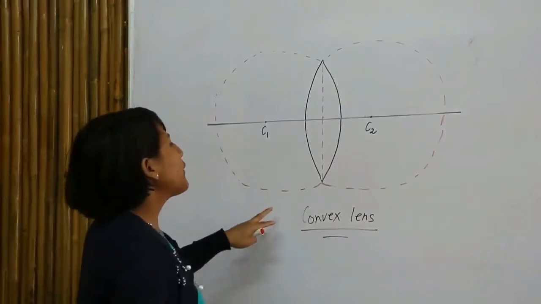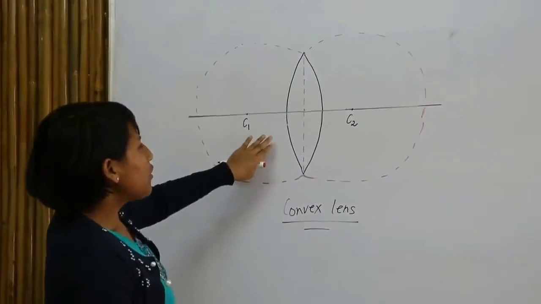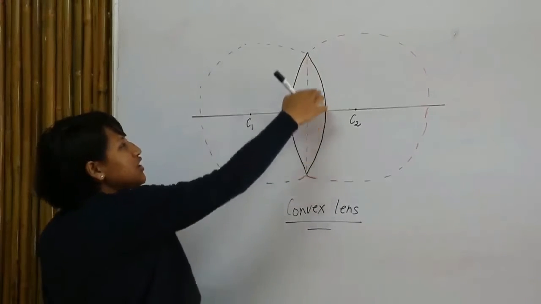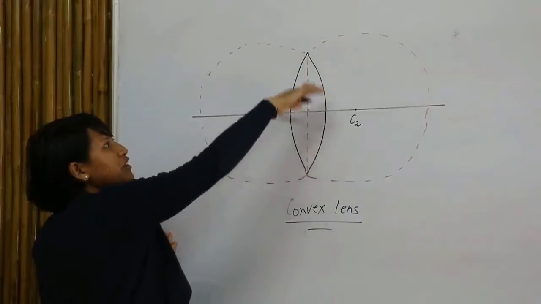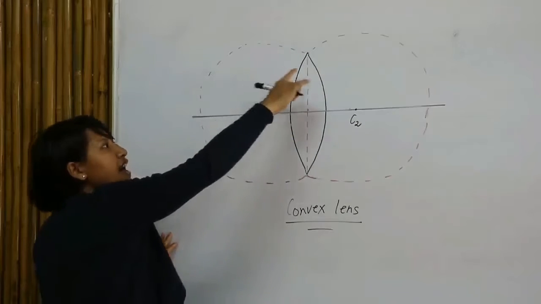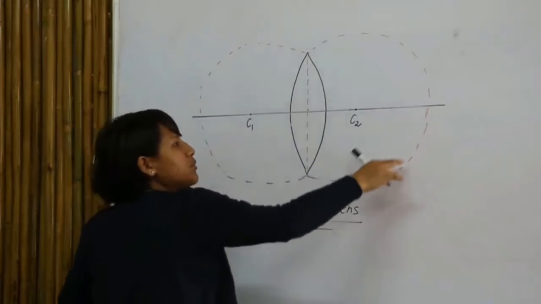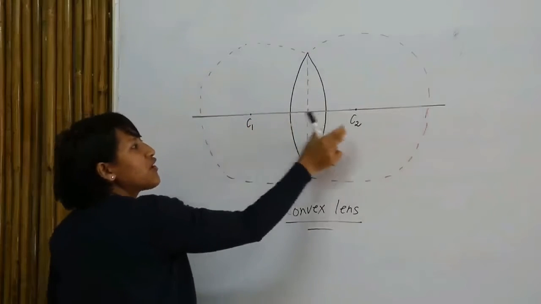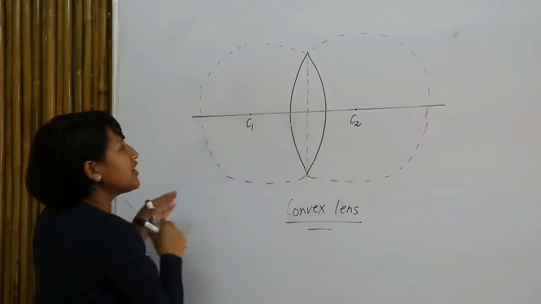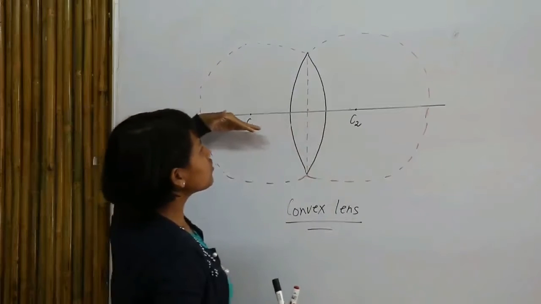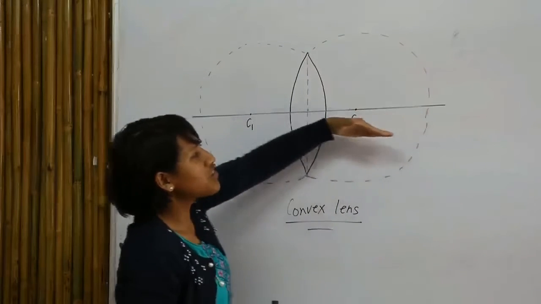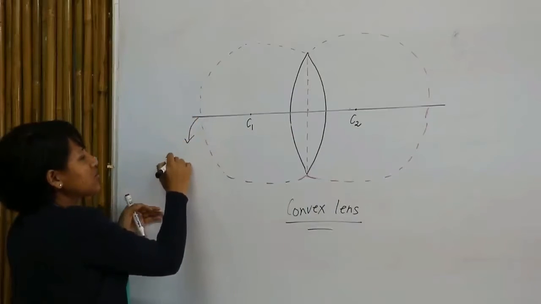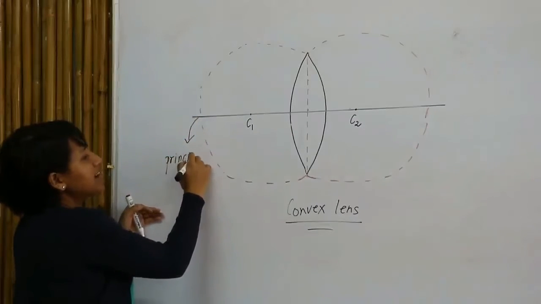Now this portion is a part of a spherical surface, having its center of curvature. Then the imaginary line passing through these two centers of curvature is called the principal axis.